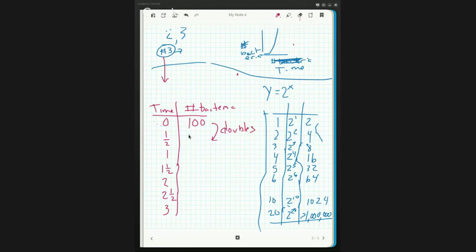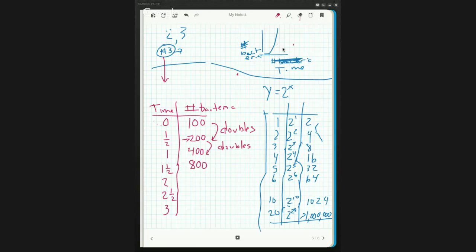So doubling 100 is 200. Now notice if this doubles again, it doubles again, in an hour, we have 400 because it's doubled from 200. It hasn't just got another 100. It doubles from this number. And then it's going to double from 400, and it's going to go to 800. See how this works? It's not linear.